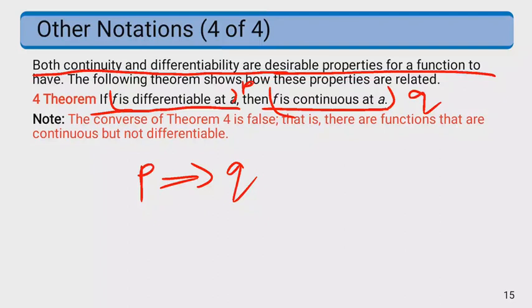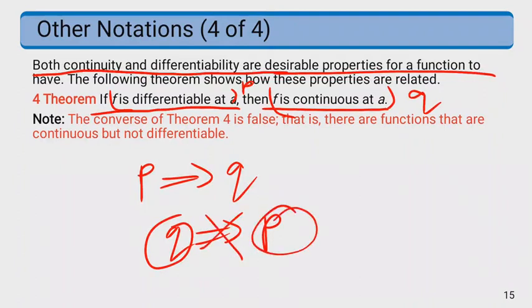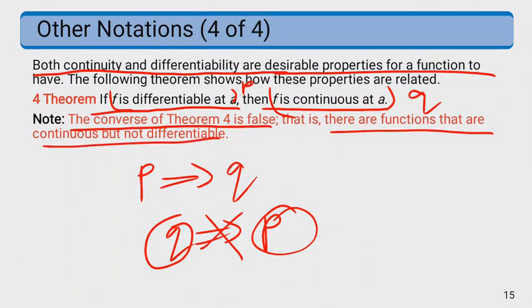But the converse is false. That means you can't say Q implies P. If the function is continuous, it doesn't mean that the function is differentiable. That is wrong. We cannot conclude anything. That's why we are saying the converse of this theorem is false. It's not always true. It may be true in one case, but it doesn't mean automatically that once the function is continuous, it will be differentiable. But we know for sure if it is differentiable, it will be continuous.